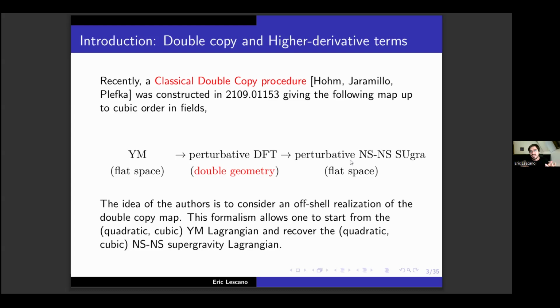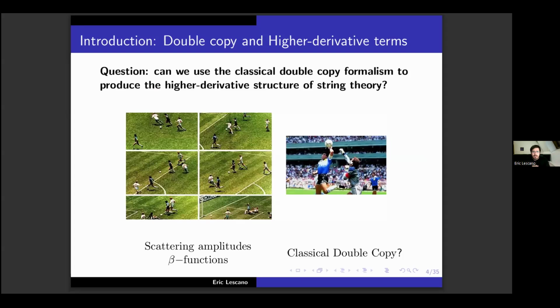Depending on the time I have, I will talk about alpha prime corrections as a possible extension of this particular setup, or non-commutativity. So the main question here is whether we can use this classical double copy formalism in order to produce the higher derivative structure of string theory.